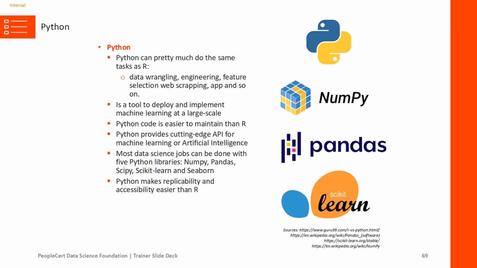Most data scientists have 5 Python libraries. These are NumPy, Pandas, SciPy, Scikit, and Seaborn. These are the top 5 Python libraries being used across by data scientists. Python also makes replicability and accessibility easier than R. R is a relatively tougher or more sophisticated language. Python is a very simple and easy to use language.